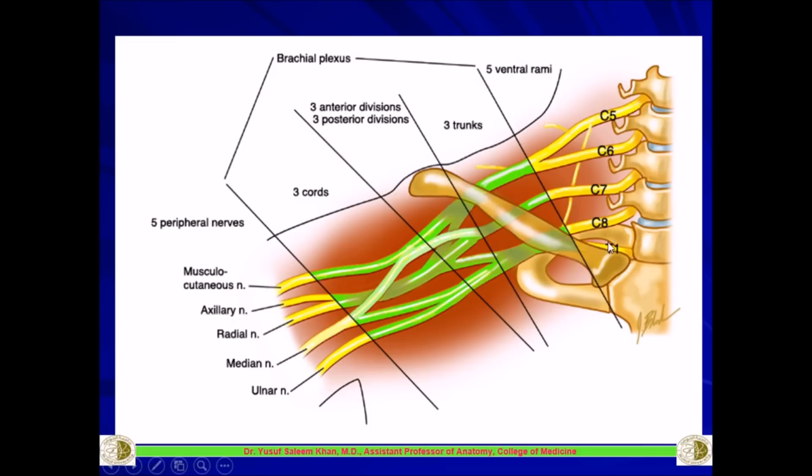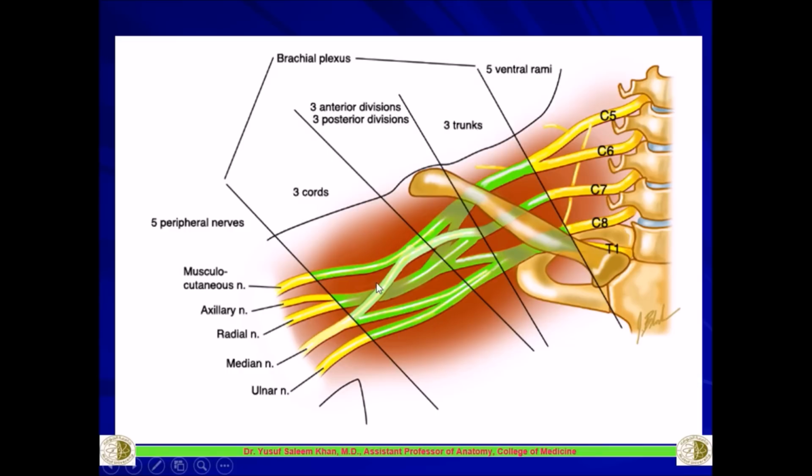The C7 will contain the middle trunk, C8 and T1 will join to form the inferior trunk. So these three trunks will divide into divisions, anterior and posterior division. The posterior division of all the three trunks will join to form the posterior cord. So this is the posterior cord here. The anterior division of the superior and middle trunk will join to form the lateral cord, and the anterior division of the lower trunk will continue as the medial cord.